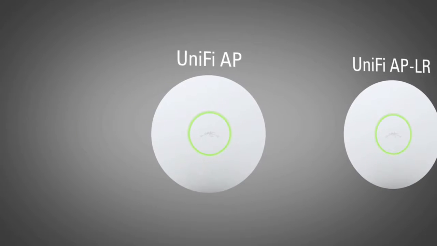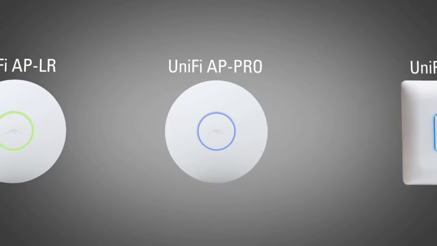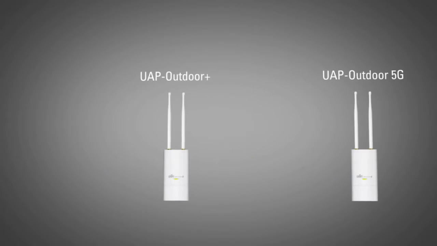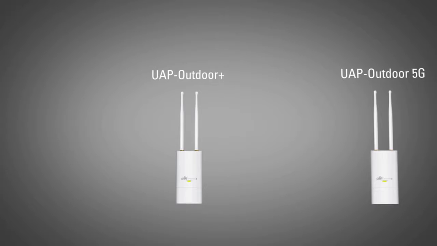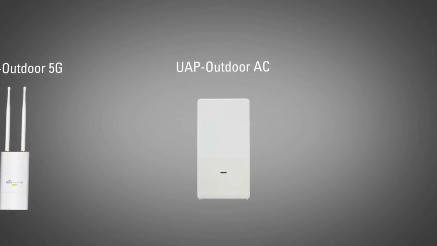First, we have the standard UniFi AP. Next, the AP Long Range, the dual band AP Pro, and finally, the 802.11ac AP. We also have 3 different outdoor access points: the Outdoor Plus, the 5 GHz Outdoor AP, and the 802.11ac Outdoor.